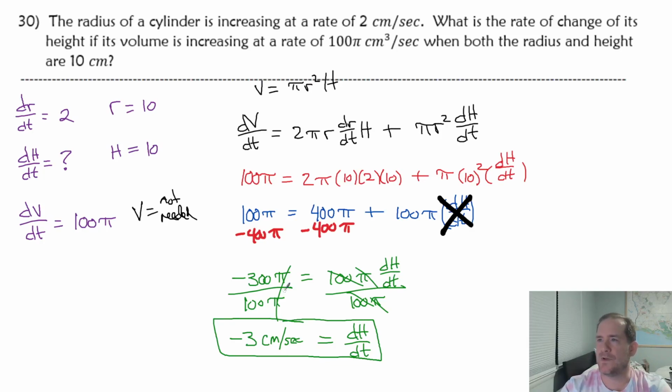So even though the rate of change of the radius is positive and the rate of change of the volume is positive, the rate of change of the height ended up being negative. That's 30.